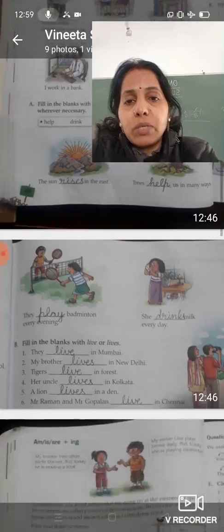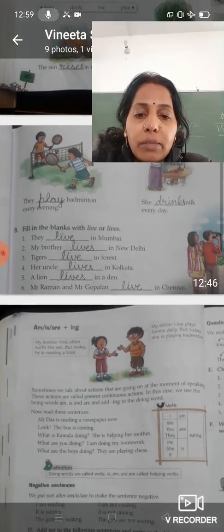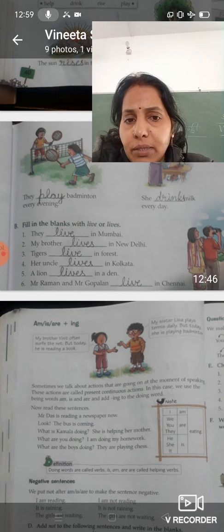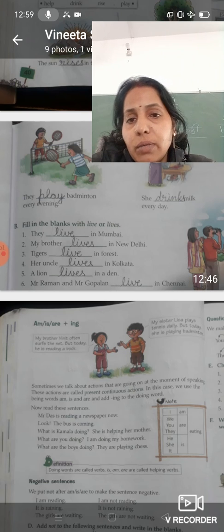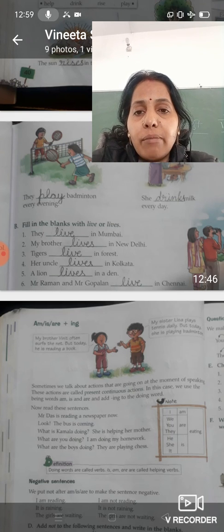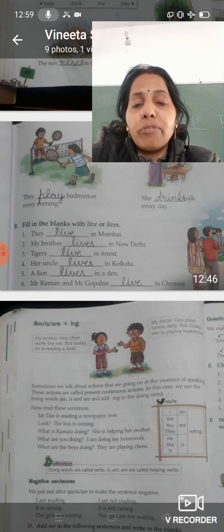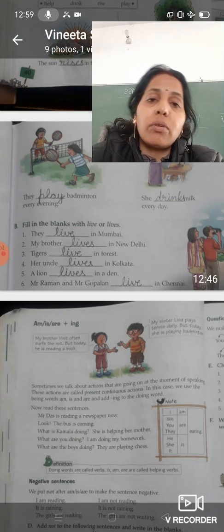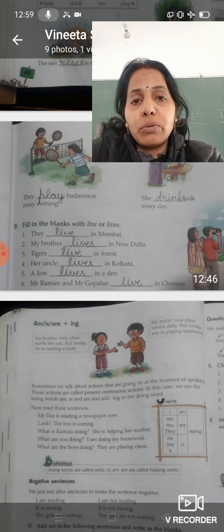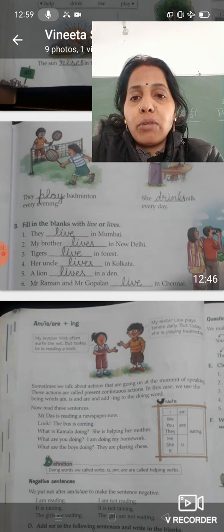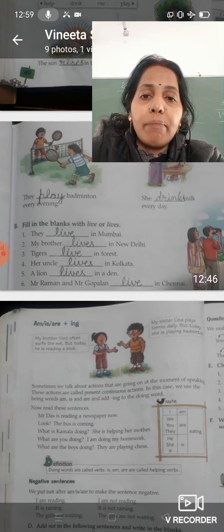Let's proceed to the next picture, on the same page. In the third picture, two children are playing badminton. You know if one child is there, then you will write plays. But here two children are playing, so you are using the noun in plural form. So you will write, they play badminton.